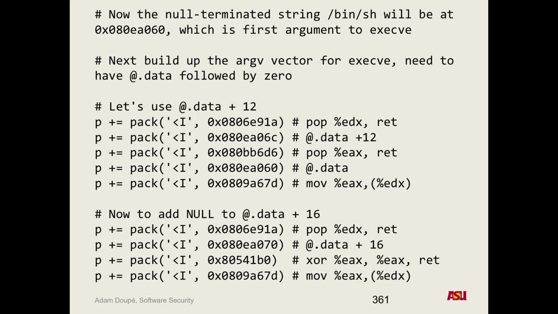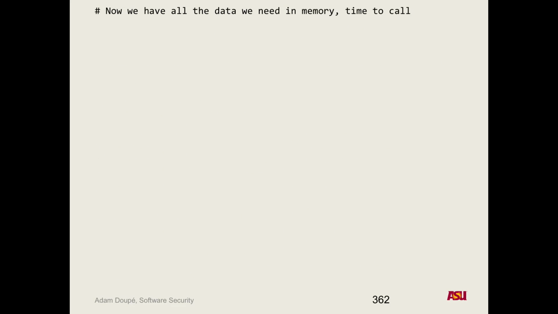So now we need to set up our call to execve. Now we have all the data in memory. Everything's all set up at fixed memory locations. Now we can call execve. Remember, we want to call execve with the address of .data, the address of .data plus 12, and the address of .data plus 8. So plus 8 is going to point to that 0. So it's going to be an environment pointer that's null, in essence.